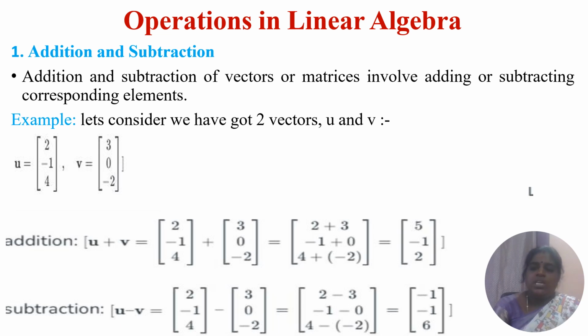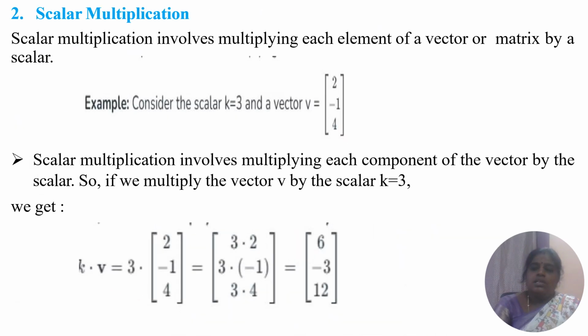Next, we are going to see about operations in linear algebra. The operations are addition, subtraction, scalar multiplication, dot product, and cross product. Let's see each of the operations in detail. In addition, we are adding two different matrices U and V. For subtraction, we subtract the corresponding elements, U minus V. Scalar multiplication involves multiplying each element of a vector or matrix by a scalar value.